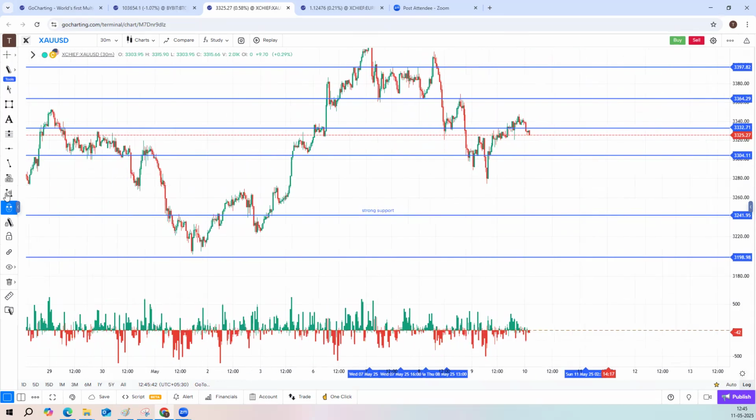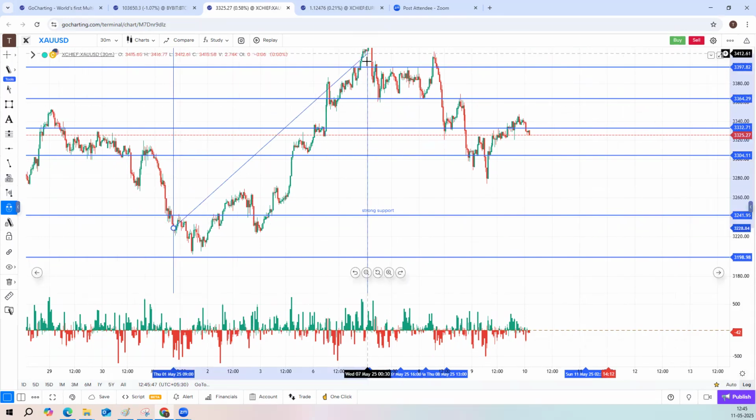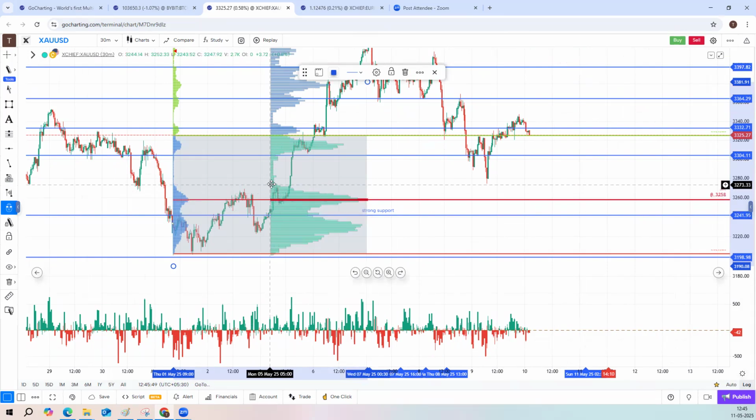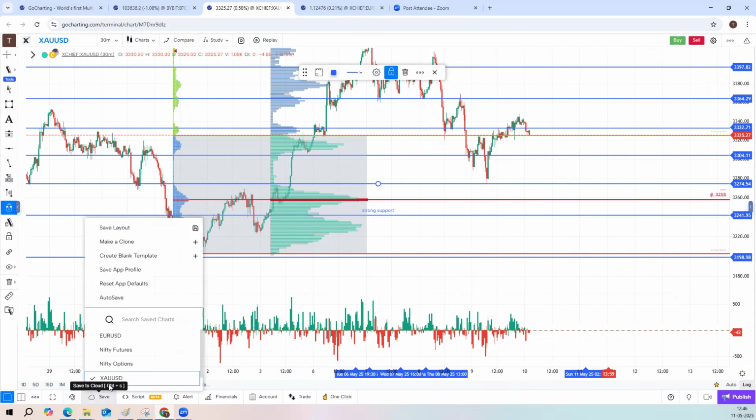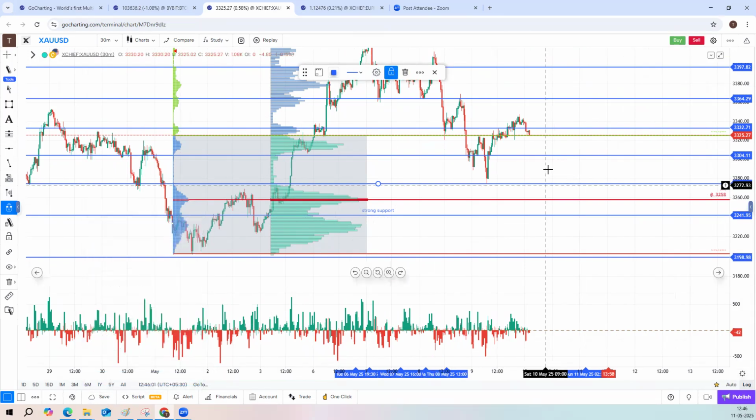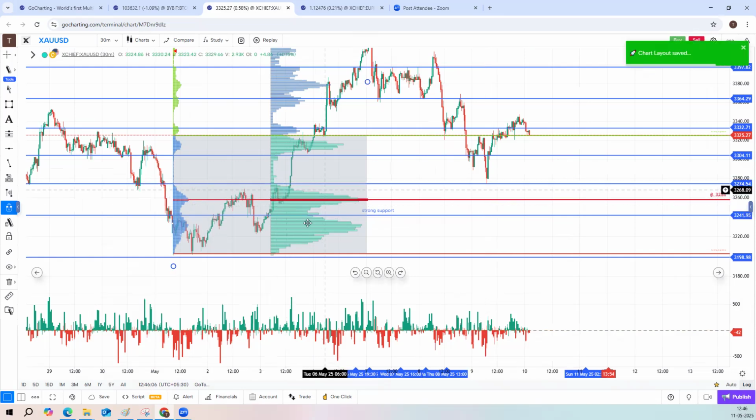So let me apply this fixed range market profile again, guys. If you see, this is a kind of new value area forming, and that is why it has given a new support. So I'll just lock it and save it. This is the new level which is giving support. You can definitely see it from here.